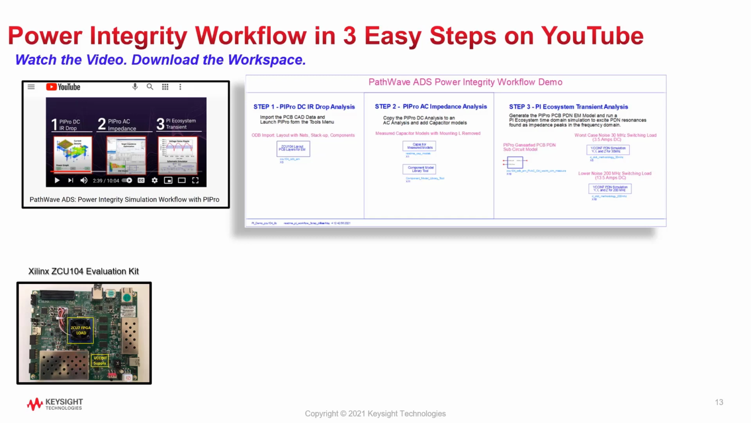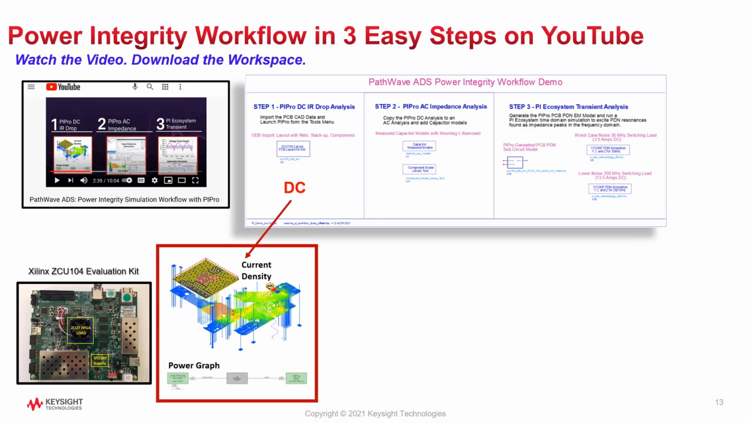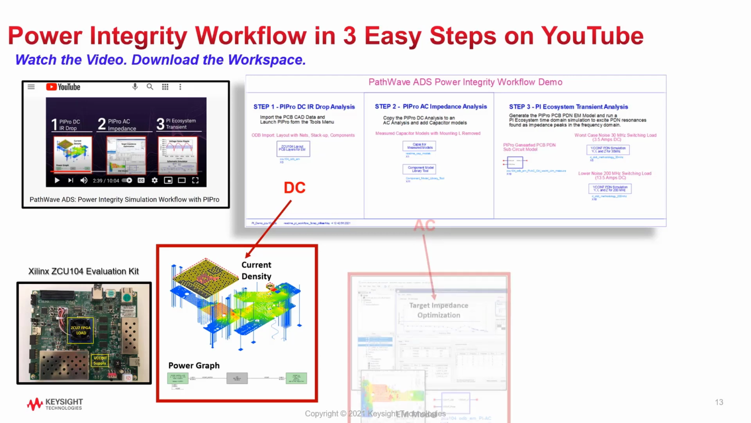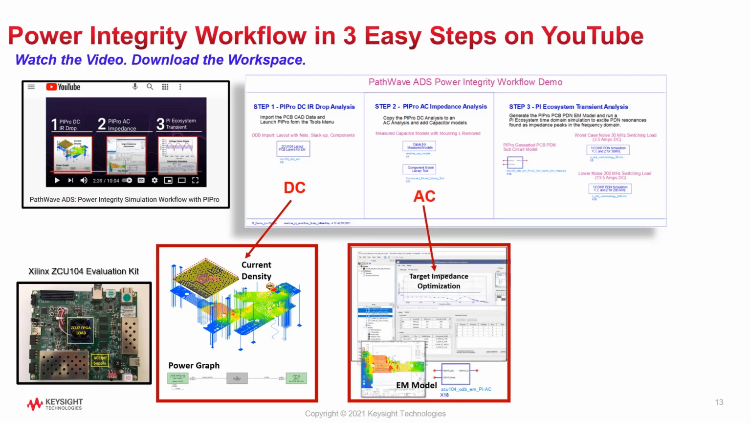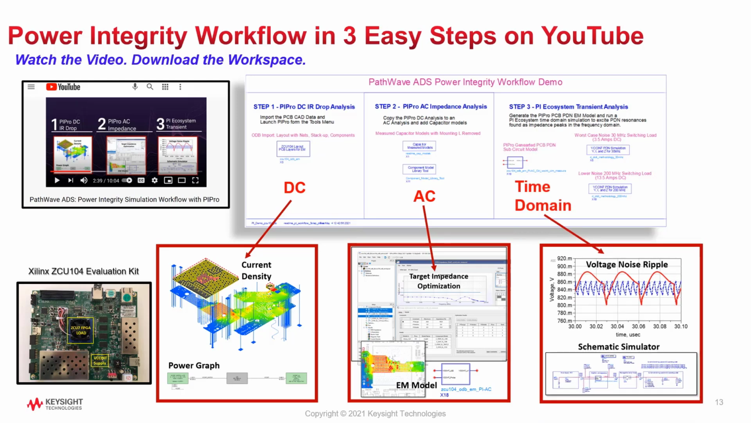The first step is the EM simulation of the DC IR drop to ensure that the setup is valid and that the expected voltages are delivered to the load without excessive current densities. Step 2 is the AC analysis to create the impedance versus frequency model for the printed circuit board power delivery network with decoupling capacitors. This model is then exported to the schematic for step 3, transient simulation, to look at the voltage ripple on the power delivery network.